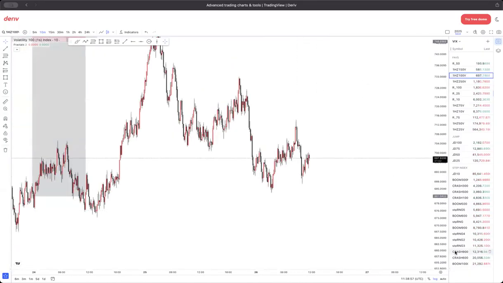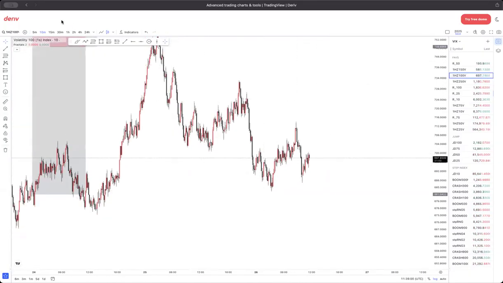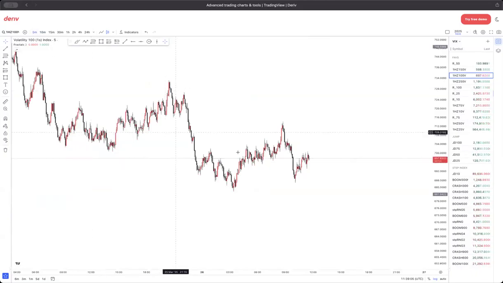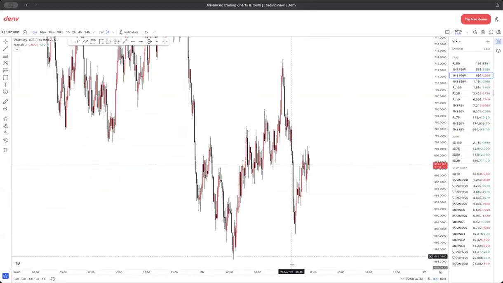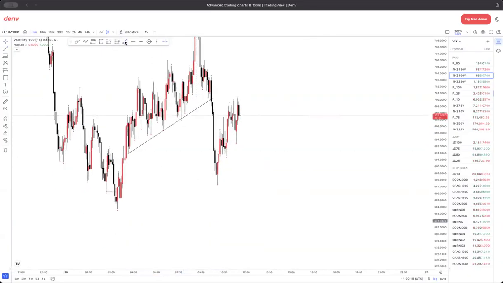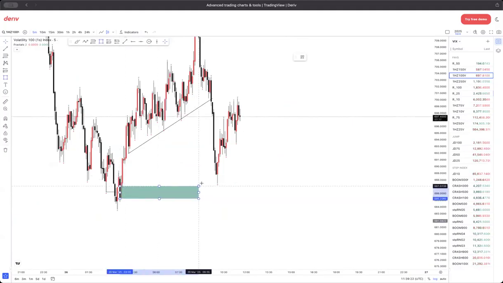Now this is the analysis I just did on V100s. If you come down to your 5 minutes, you see that we have market structure in play, somewhere around here. We have this as your sweep of liquidity. We have this as your trend line liquidity. We have here your 5 minutes POI.